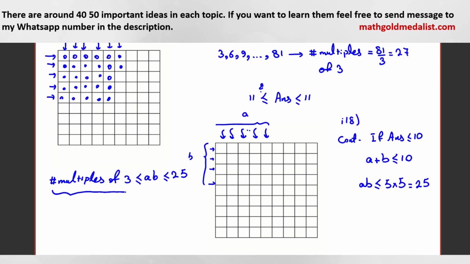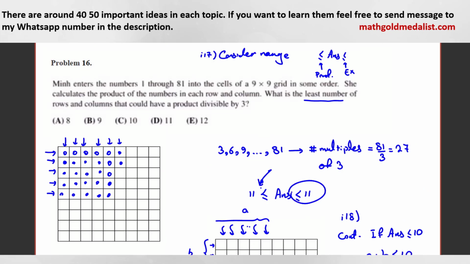The number of multiples of 3 was what? 27. So we've concluded that 27 is less than or equal to 25, which is a contradiction. So we can say the answer should be at least 11, and we proved it. When you find this example, you can say, okay, answer is 11.